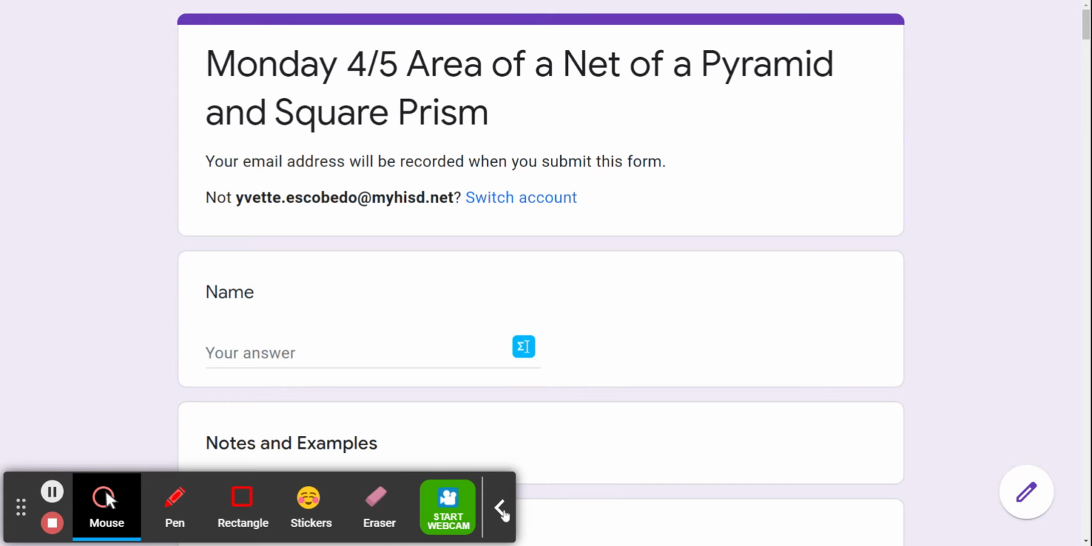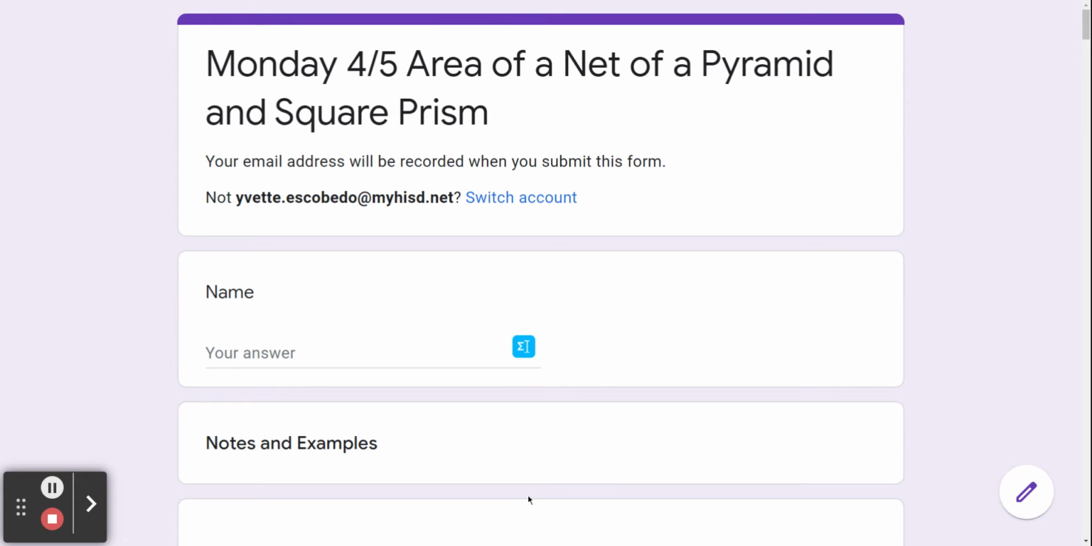All right, guys, we're going to look at the area of a net of a pyramid and a square prism. So let's look at some of these notes.